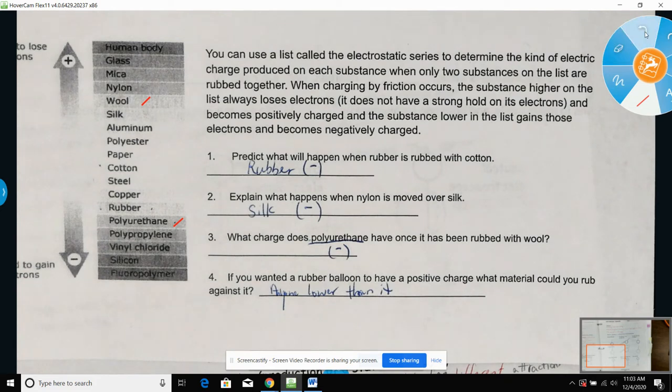Now, if you wanted a rubber balloon, this one right here, to have a positive charge, you would have to rub it against what? Pretty much anything that is lower than it. The ones below here have a stronger attraction for the electrons and hold on the electrons than the rubber. So if it were rubbed with any of those, it would overall become negative.